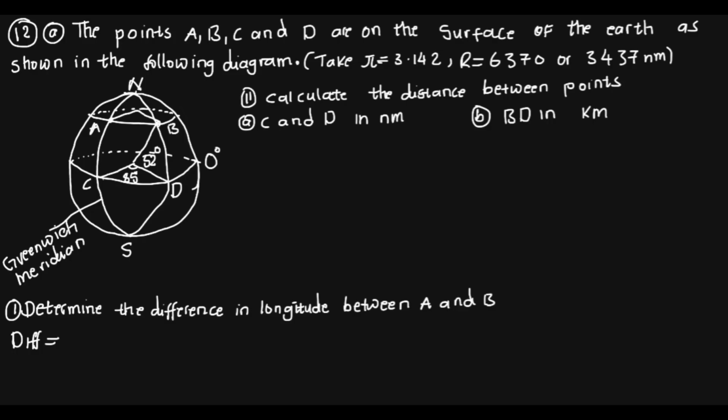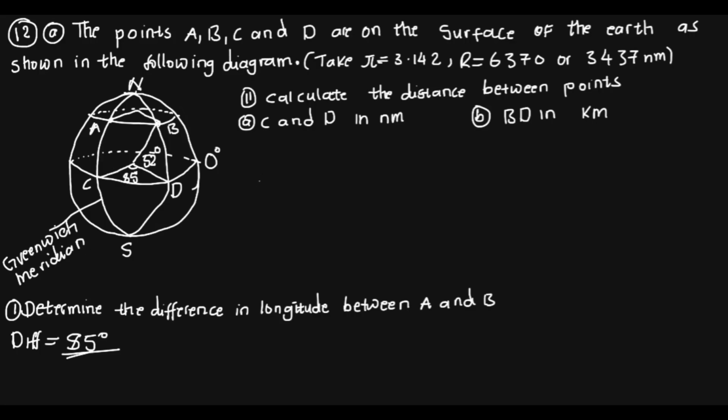So now let's look at C. A and C are on the same longitude. D and B are on the same longitude also. Now since the difference in longitude between C and D is 85, the difference between A and B will also be 85, since A, C and B, D are on the same longitude. So it's 85, this number given here. Then for Roman number 2, calculate the distance between points C and D in nautical miles.